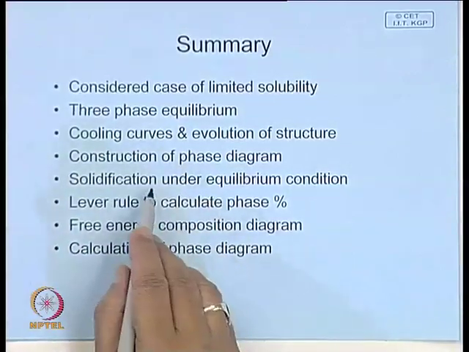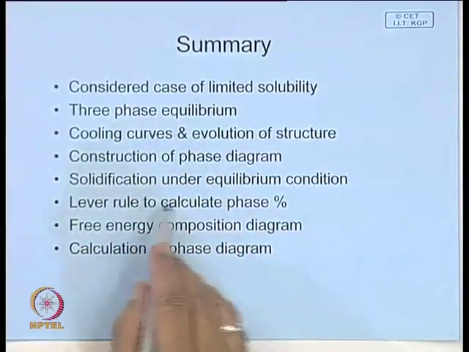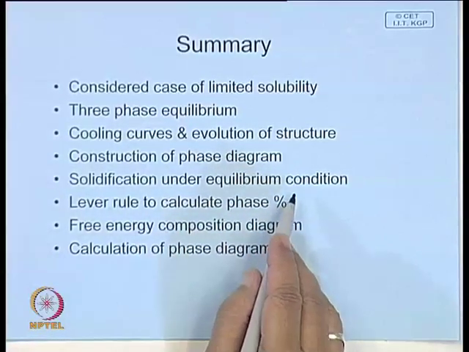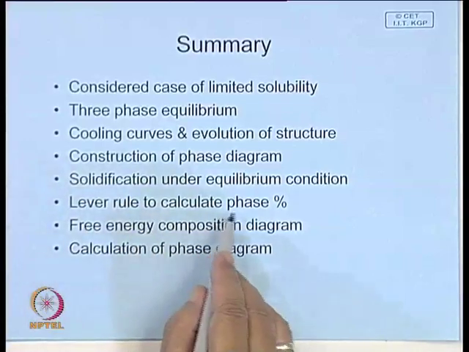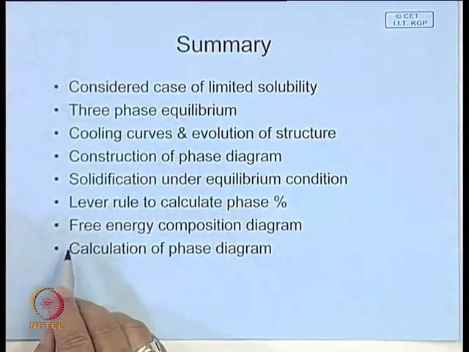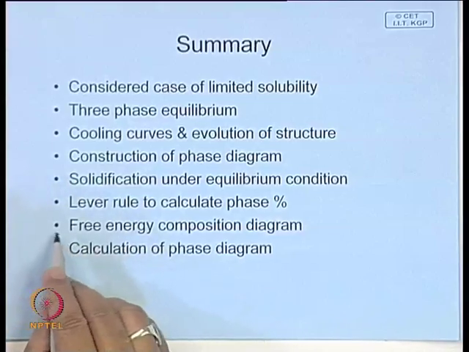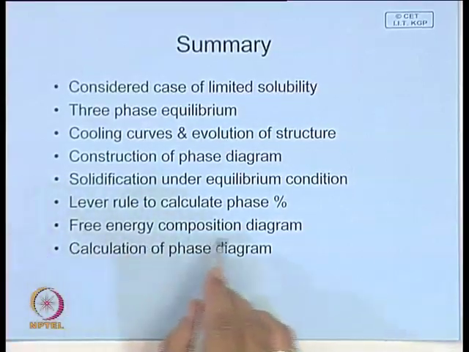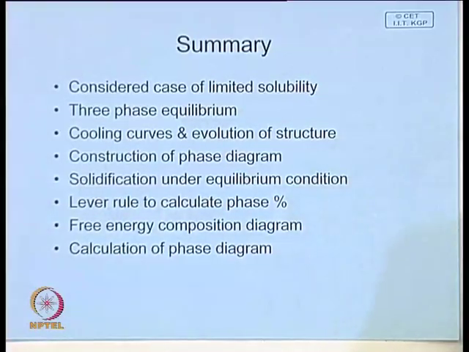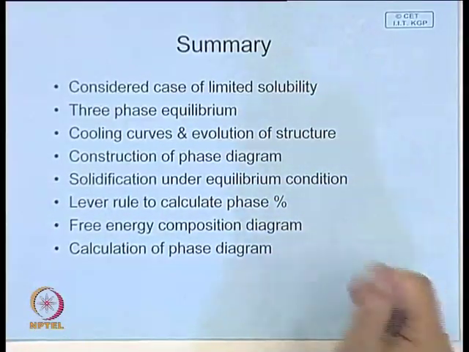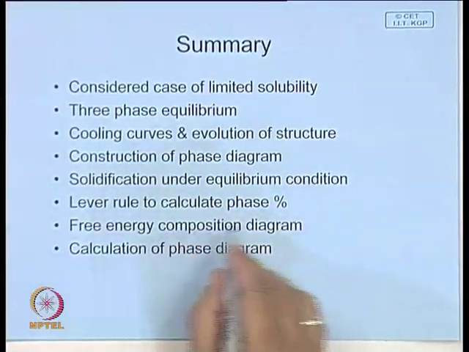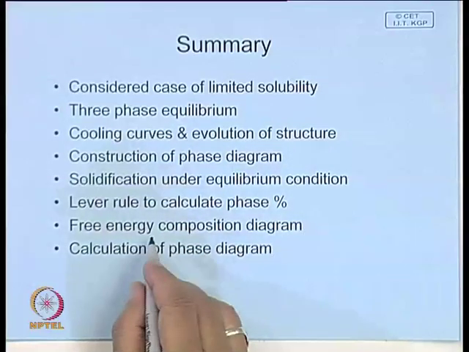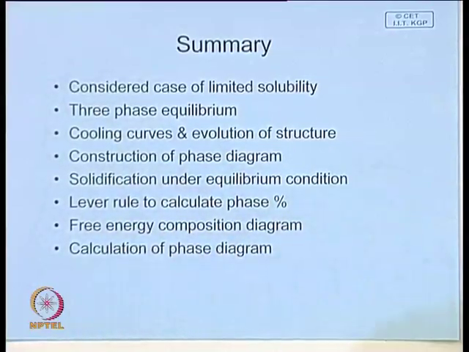We also considered the evolution of structure when the alloy is cooled at a very slow rate, that is, under equilibrium condition. We also applied the phase rule to calculate phase percentages at different temperatures, and just now we also saw the free energy composition diagram. It is possible to calculate the phase diagram from thermodynamic properties, and the principle has just been illustrated.